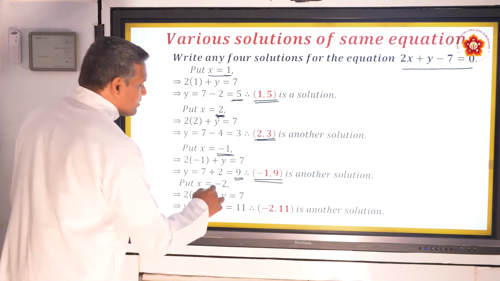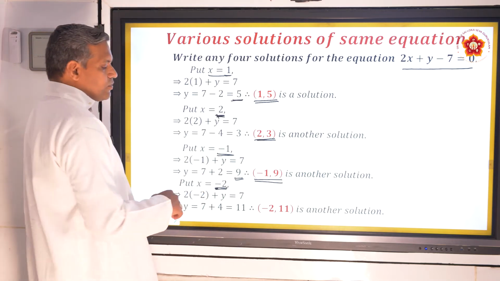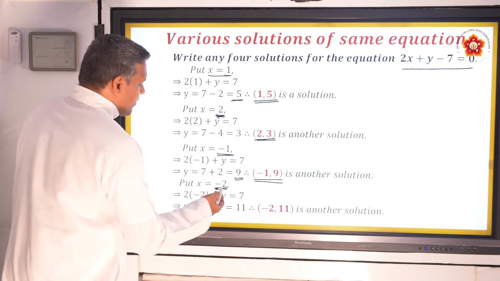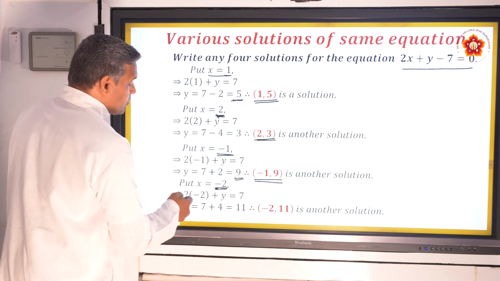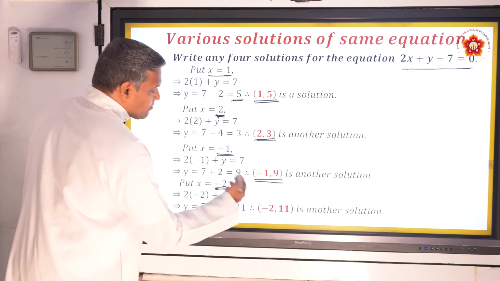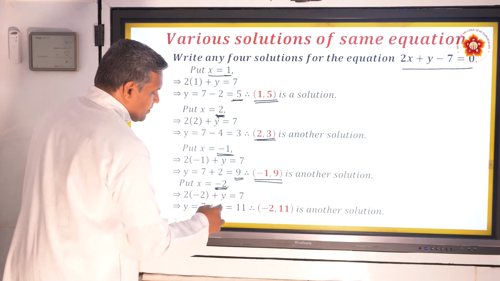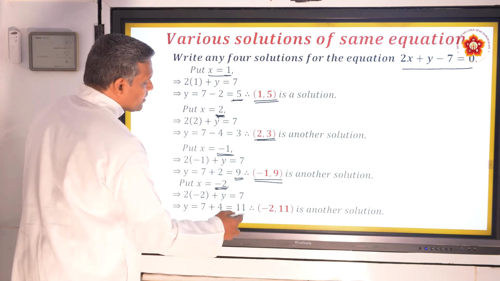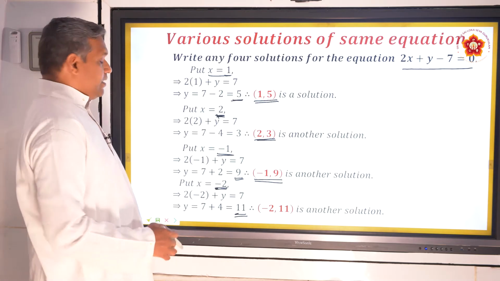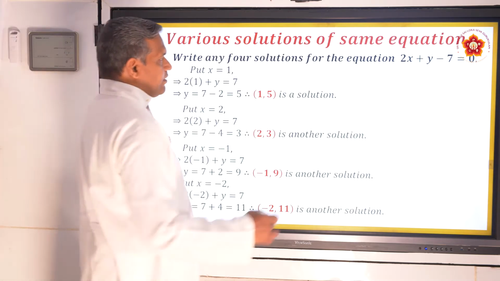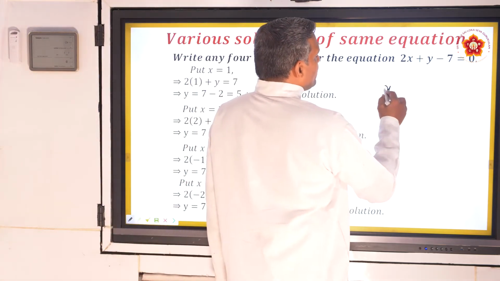And I'll take minus 2 this time and substitute. See what would be the answer. So if I substitute minus 2, minus 2 into 2 is minus 4. If I transpose, it will become plus 4. 7 plus 4 is 11. It satisfies.